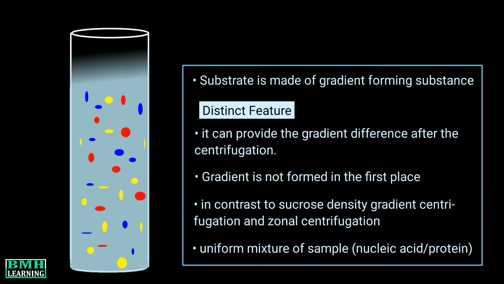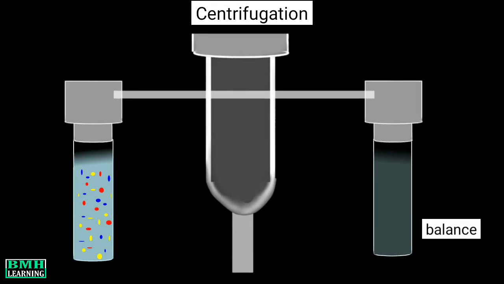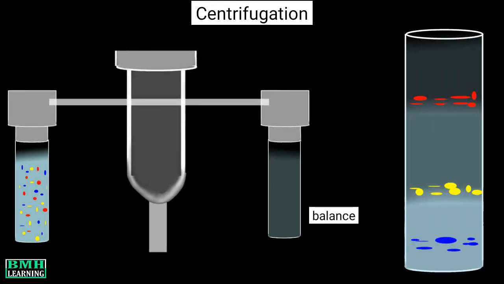Now, after the preparation of the uniform mixture, we will go to the centrifugation step. So the column containing the mixture is put into the centrifuge. The centrifugation is run for a required period of time according to the sample being used. After the spinning process is done, we are left with this. So what are we getting here? Gradient formation. The centrifugation process leads us to the gradient which was not present prior to the centrifugation.